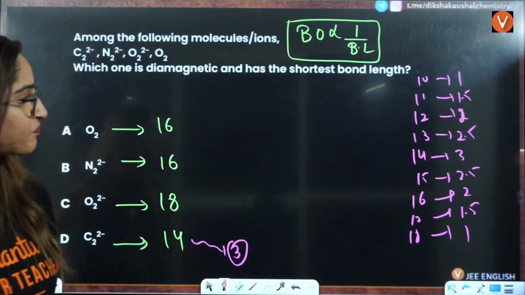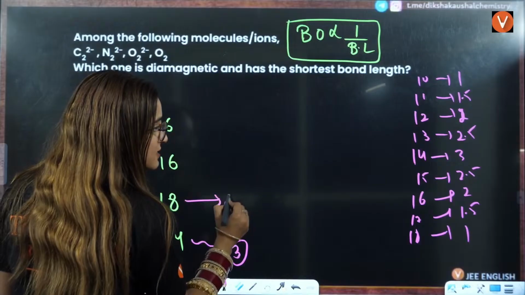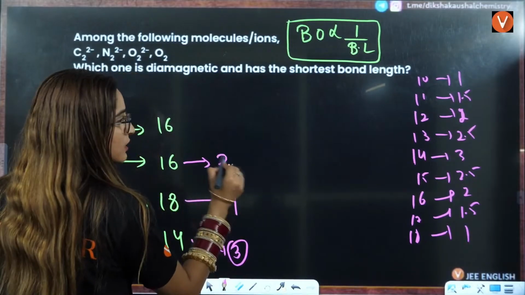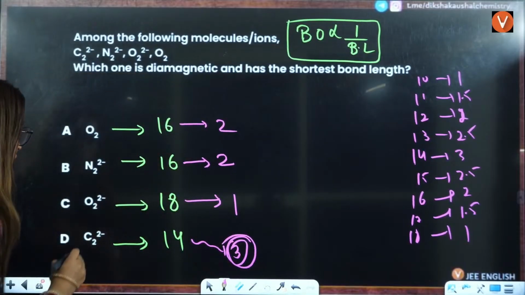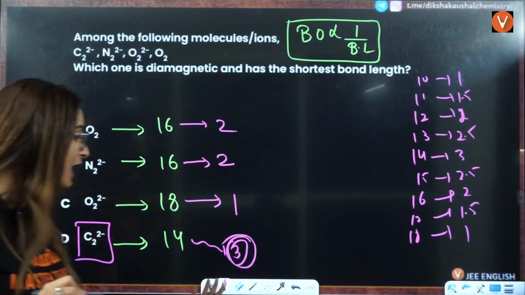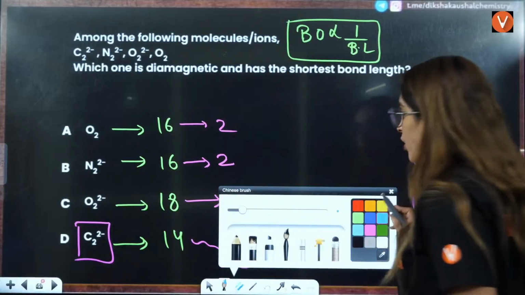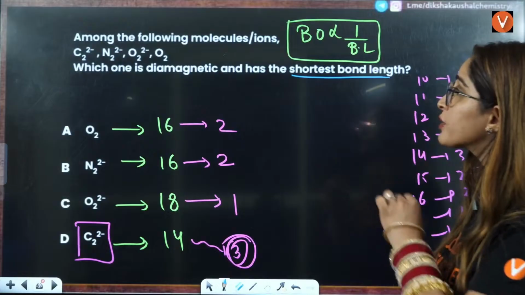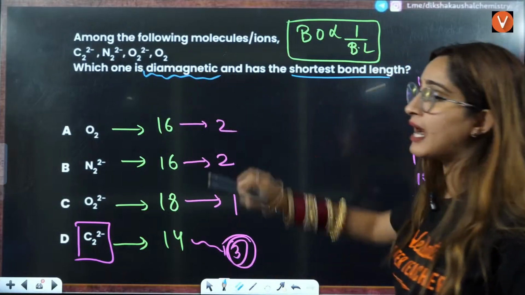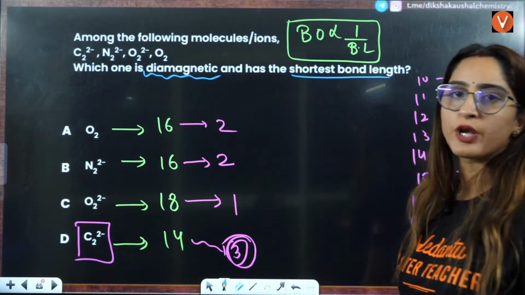Now what you will see, 18 is 1, 16 is 2 and here 16 is 2. So the largest bond order is for C2 negative. That means this is the largest bond order, so it will have the shortest bond length here. But we also need to find whether this is diamagnetic or not. If this is diamagnetic, that is going to be the answer.